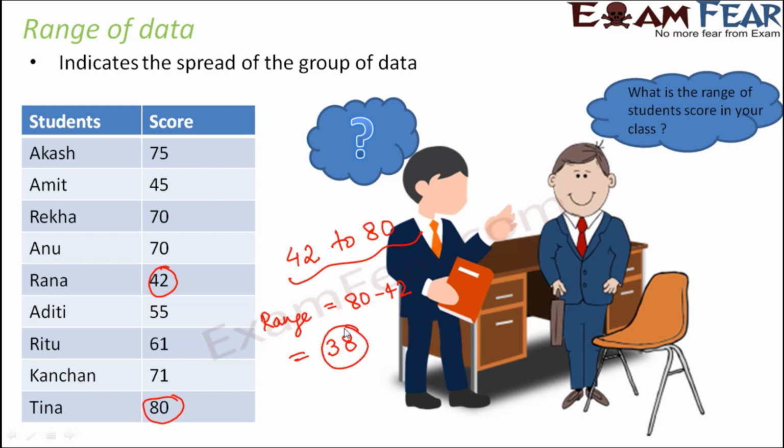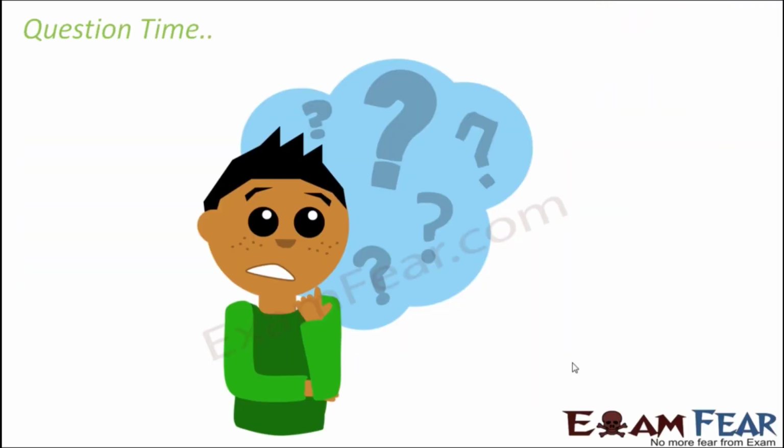That means the spread of the data is over 38 values. So all the data or whatever score we have, that score has to lie within these 38 values. The scores are spread among 38 values from 42 to 80. So this 38 is called the range of the score of students. Let us now quickly look at some of the questions based on whatever we have learned so far.